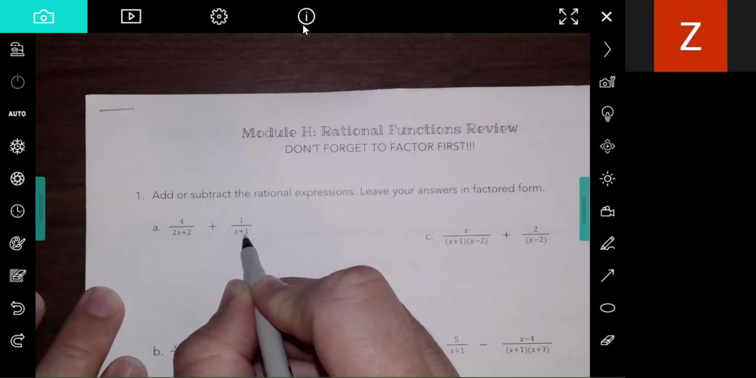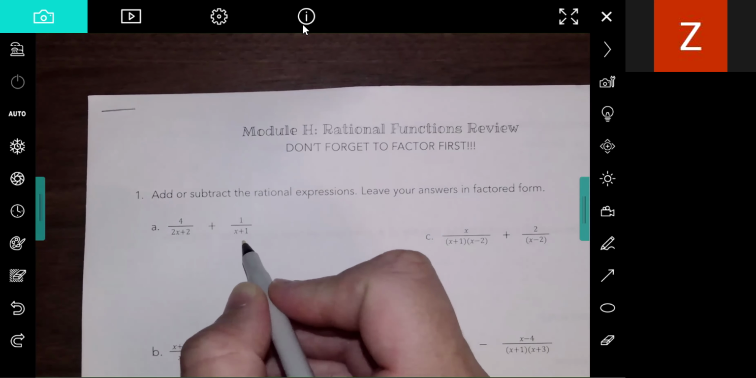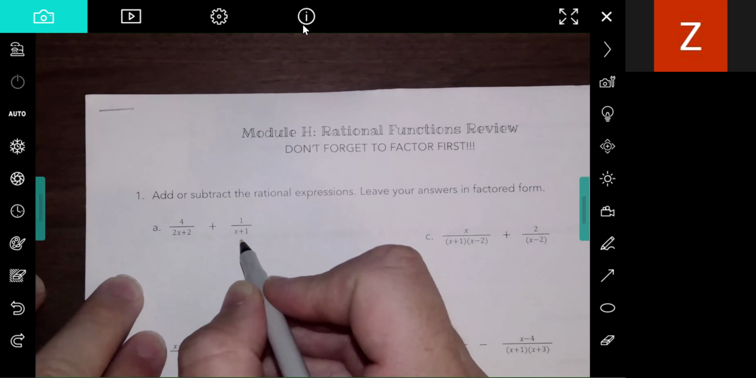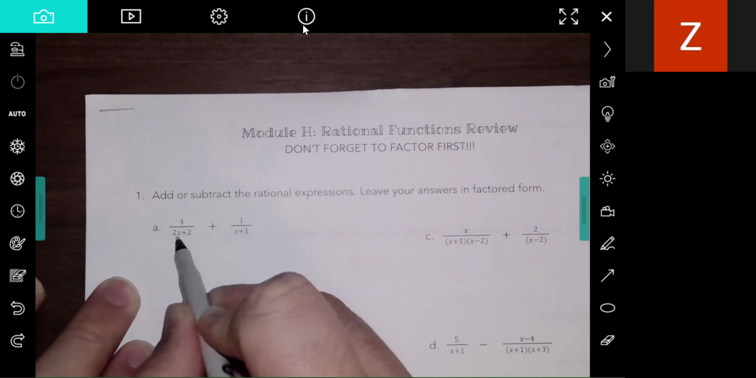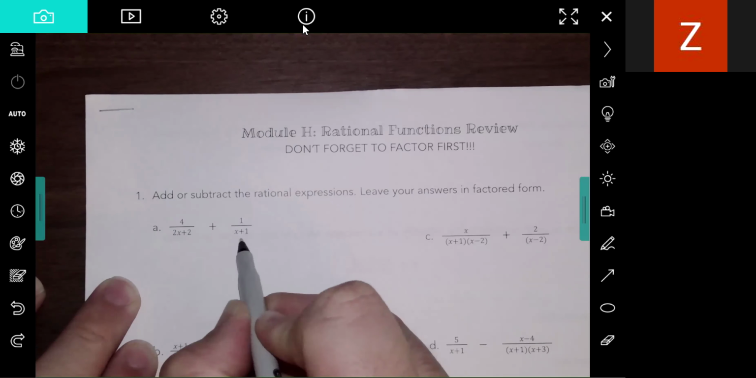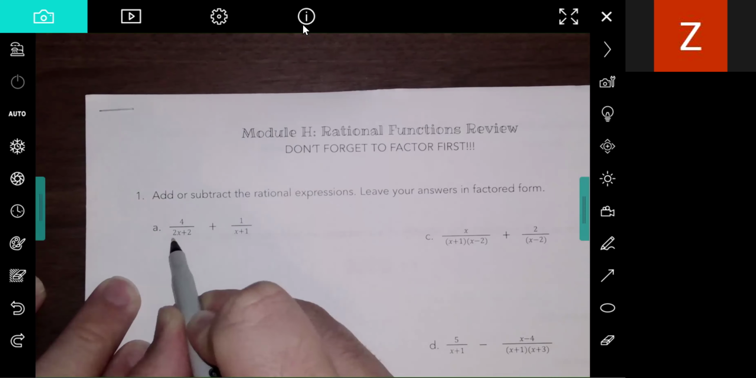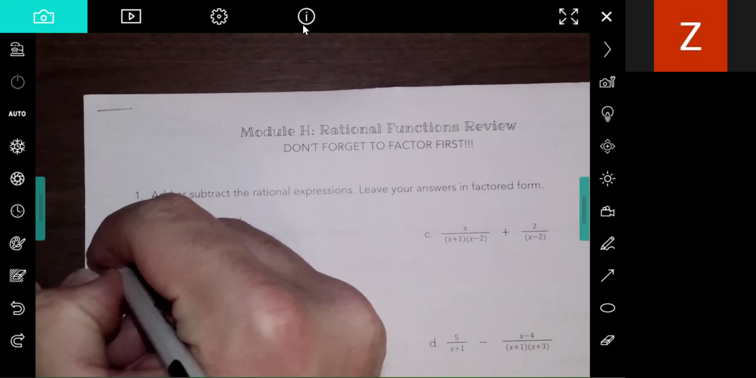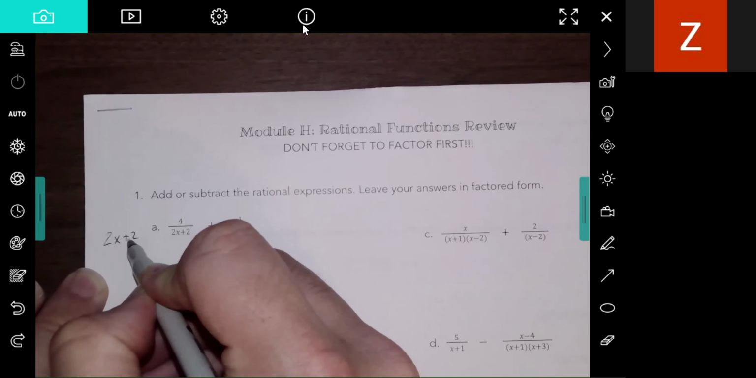And there's a couple ways we can go about doing this, but if we want to follow the structure that we typically use with this, we're going to see if we can factor either of these denominators first. So x plus 1 cannot be factored. That's as simple as we can write that. But 2x plus 2, those two terms have a factor in common. They both can divide by 2.